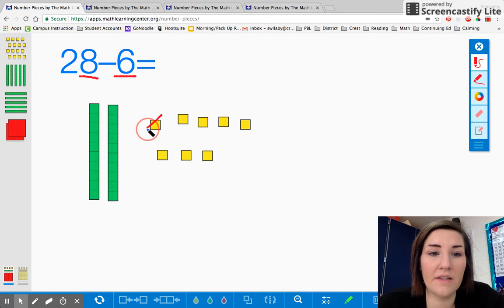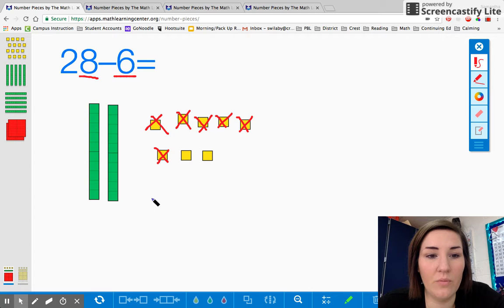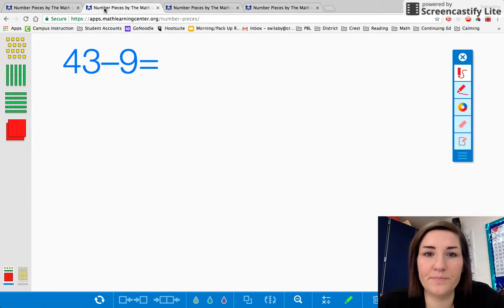So I can subtract 6. 1, 2, 3, 4, 5, 6. So in this example, I could subtract without regrouping. So I see that I have 2 tens and 2 ones left, which means that 28 minus 6 is 22. Let's look at another example.